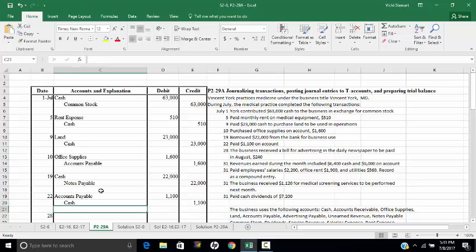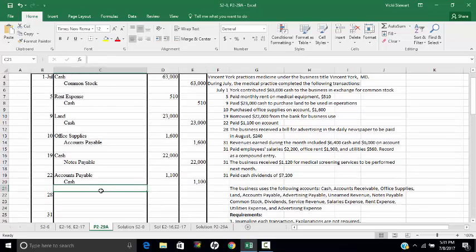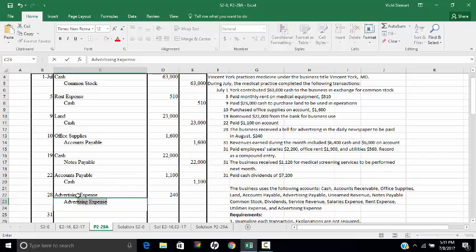Okay, and the business received a bill for advertising in the daily newspaper to be paid in August. So this is advertising that we have already received. So we're going to debit our advertising expense for the $240, and we're going to credit advertising payable because we are going to pay this amount in August.